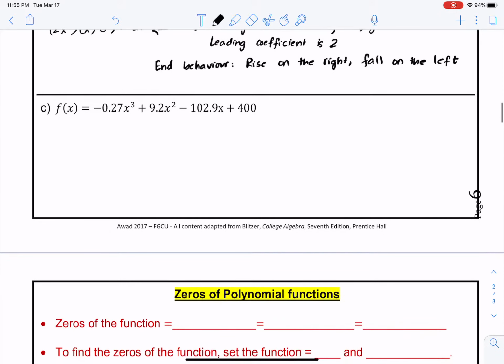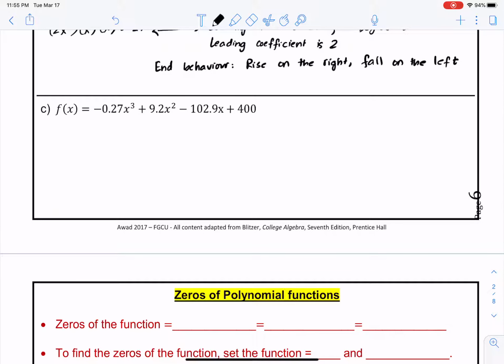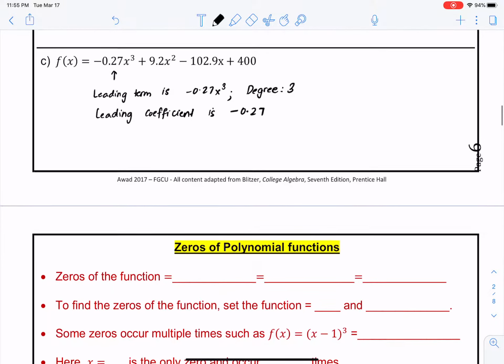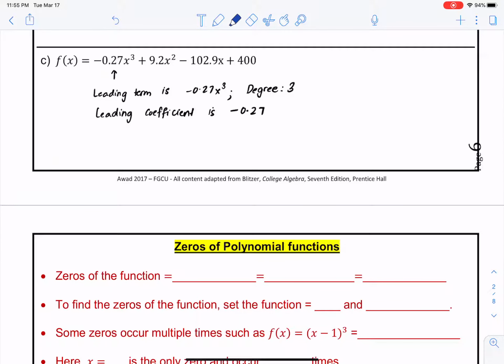So moving on to C, the leading term is negative 0.27 x cubed. The degree is 3. The leading coefficient is negative 0.27. So the leading coefficient is negative, it's a negative value, and the degree is odd, so the end behavior is rise on the left and fall on the right.